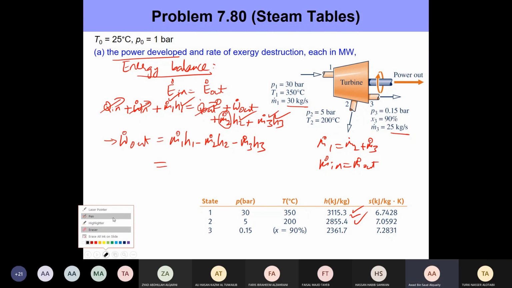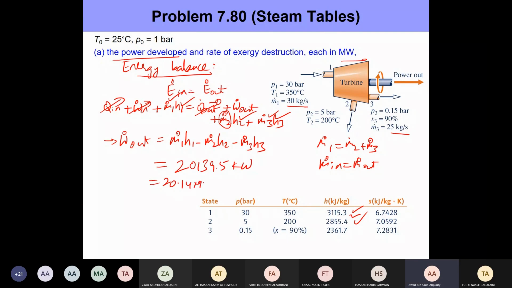Yes, so it comes out to be 20,139.5 kilowatt. Okay, now we want the answer in megawatts. You just have to divide it by 1,000, so it's 20.14 megawatt. Okay, so this part is from 203. The part from 204 is exergy destruction. How do we determine that? We'll look at it in the next class. Any questions, let me know. Otherwise, that's the end of the class, and we'll meet on Thursday, inshallah.